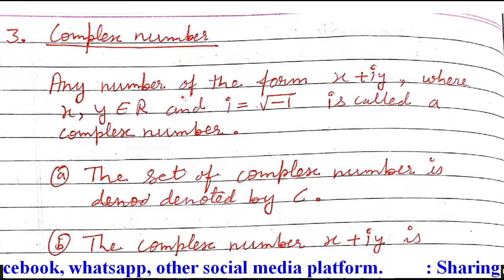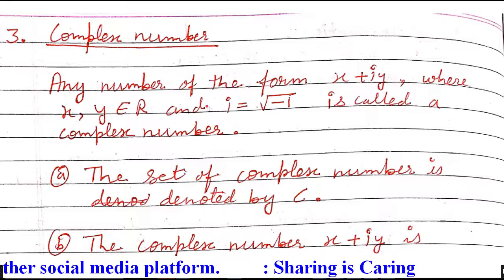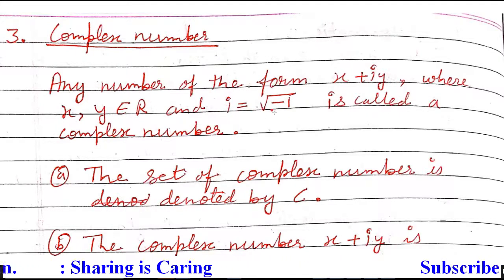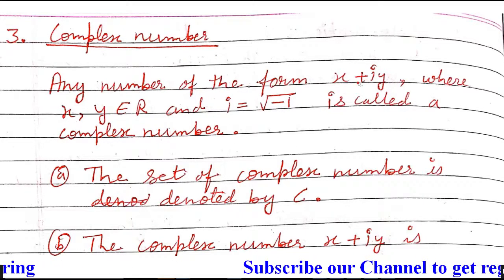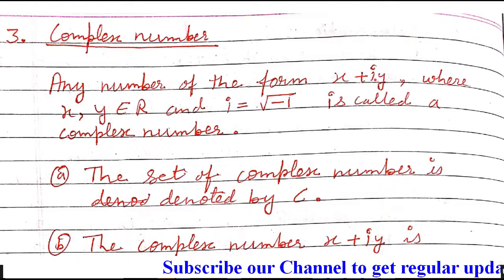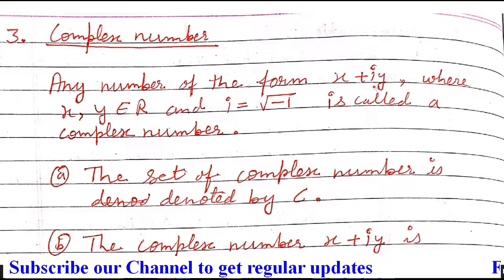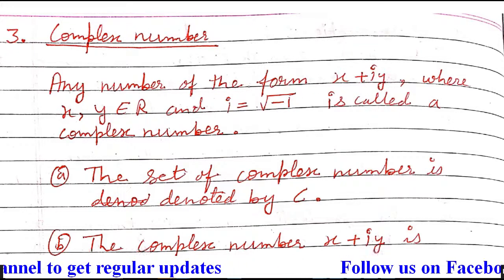So any number of the form x plus iota y, where x and y belong to the real numbers and iota is equal to square root of -1, is called a complex number. So any number of this form, that is x plus iota y, is named a complex number. And in this, what are x and y? X and y belong to R.